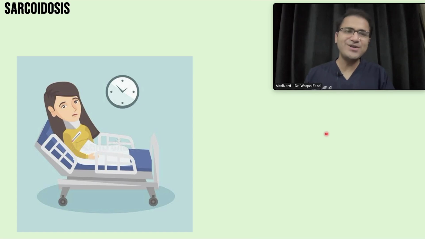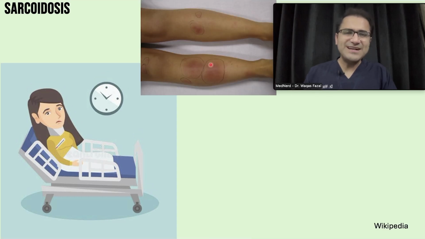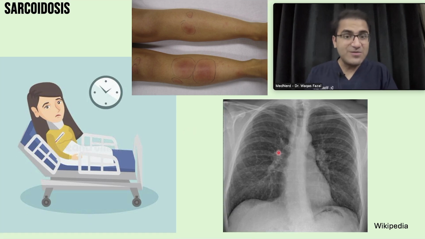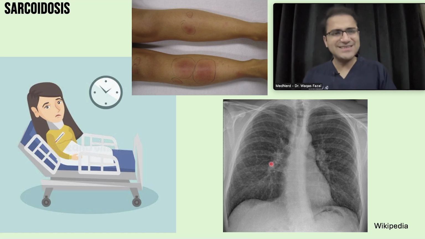A 38-year-old lady presents to your clinic complaining of a dry cough for the last 2 months. She has tried all remedies, but the dry cough isn't going away. The patient complains of some tender nodules over the shin for the last 1 week. When you auscultate the chest, what you hear are fine crackles. Then, when you order the chest X-ray, you see bilateral hilar lymphadenopathy. This is a classical presentation of a patient with sarcoidosis.